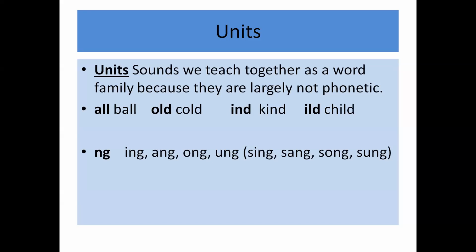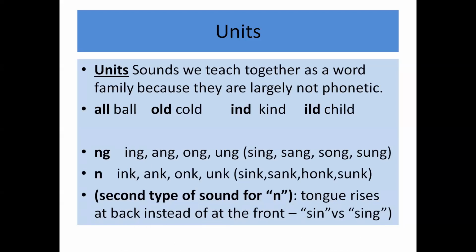So we have the n at the front of our mouth, and we have the ng at the back of our mouth. And these are both sounds for the letter N. That is one way to show it, but we just teach the whole thing as a unit. And along with these, we also have the units ink, ank, onk, and unk. In this case, it's making the sound ng, k, but it's just easier to teach the whole thing as a unit.